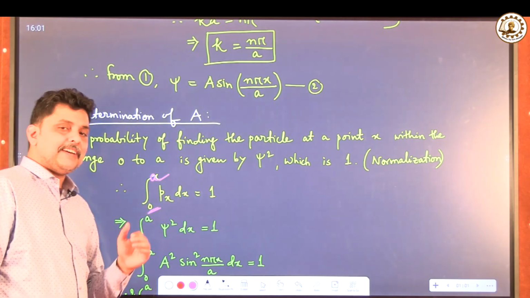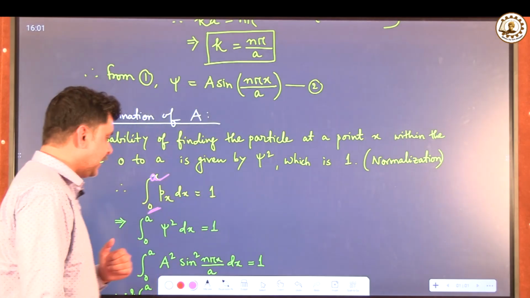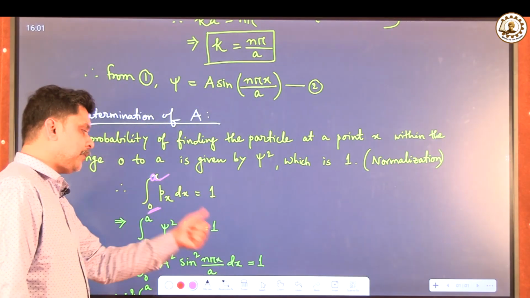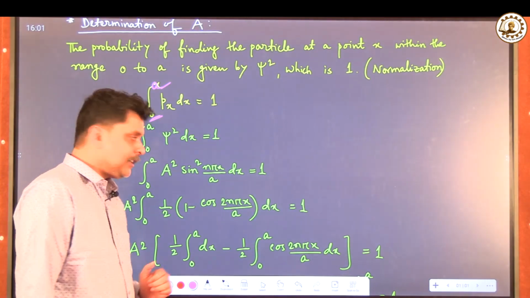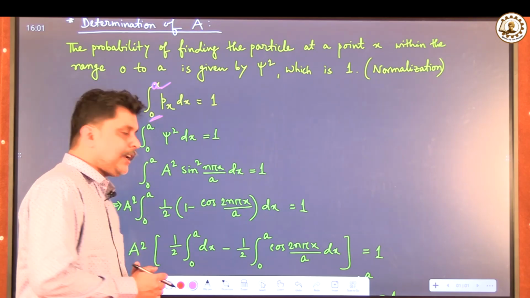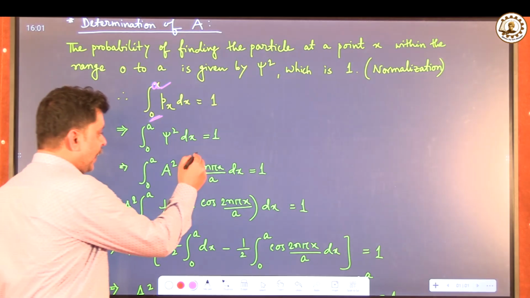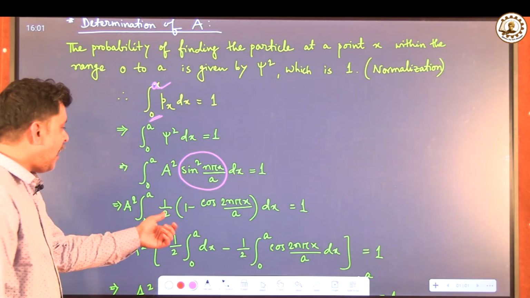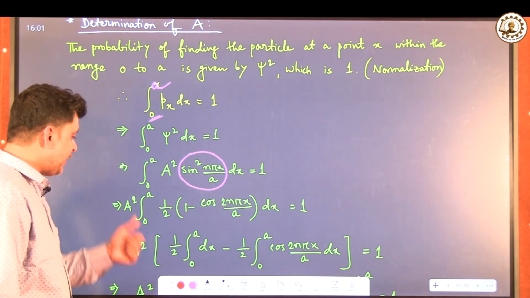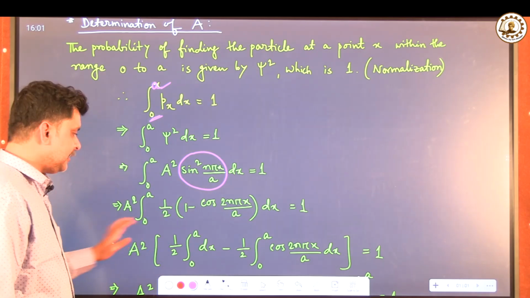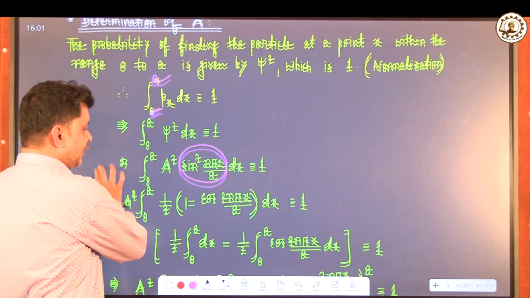Therefore, the probability is given by psi square, the wave function square, that gives us the probability of finding the particle inside the box. Therefore, integration of psi square dx is equal to 1, and psi, we already know, is equal to A sin n pi x by a. Therefore, A square integral of sin square n pi x upon a dx equal to 1. Now, this sin square, we know is nothing but half of 1 minus cos 2n pi x upon a. And finally, we have A square half integration 0 to a dx minus half integration 0 to a cos 2n pi x upon a dx.